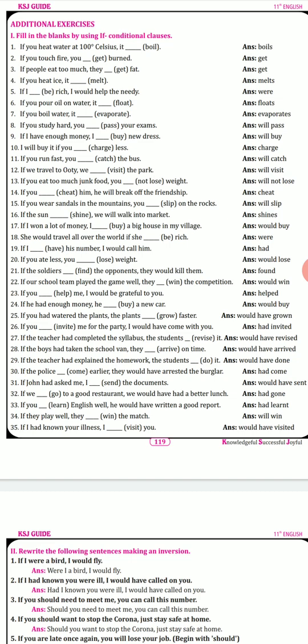So future but past form. So it is an improbable condition. We have to use simple past tense in the subordinate clause. So help is present tense and then past form helped. If you helped me, I would be grateful to you.